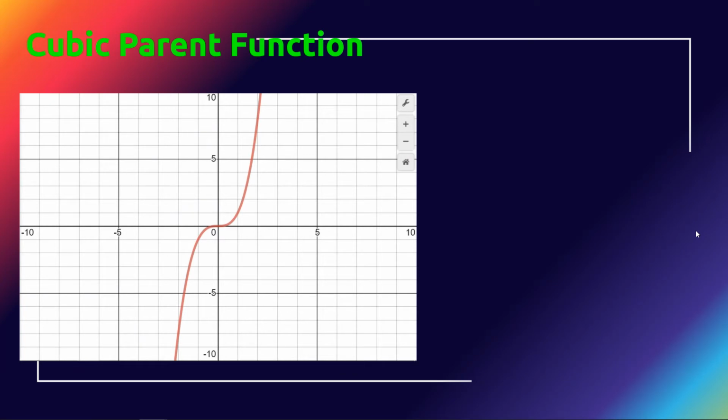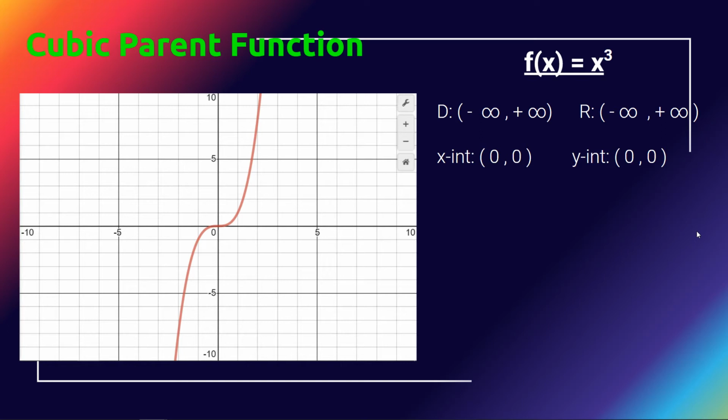So the cubic function, parent function, is f of x equals x to the third power, or x cubed. Domain and range are all real numbers. You have the inflection point, where it crosses the x-axis and the y-axis, at x is 0, y is 0, the origin. Maximum number of zeros can be up to 3. This is in very specific cases, but generally it's 1.